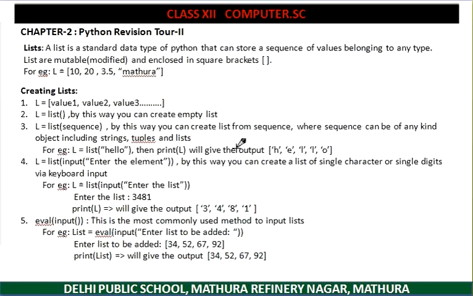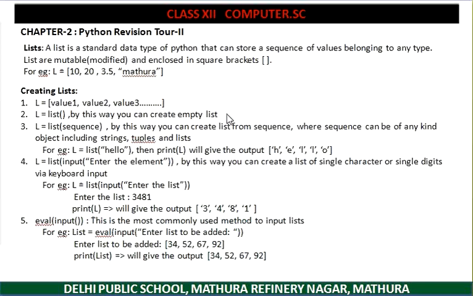Now creating a list. There are different methods for creating a list. First, L is equal to square brackets with values. In this way you simply put the values in square brackets. This is the first method. Second, in this way you can create an empty list: L is equal to list(). So this is the second way.